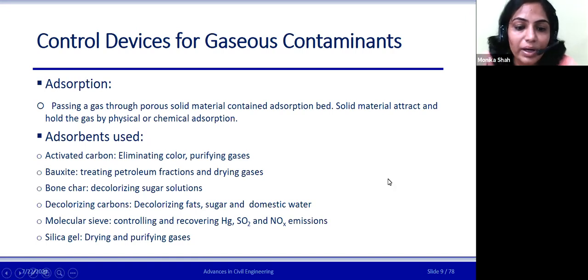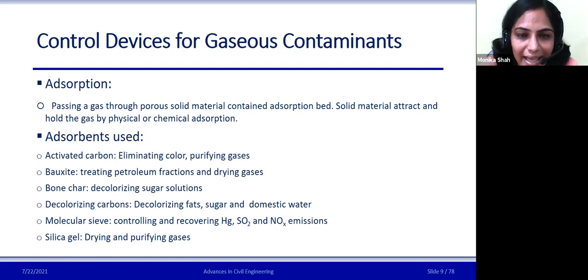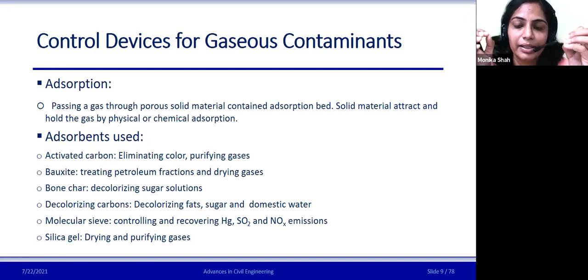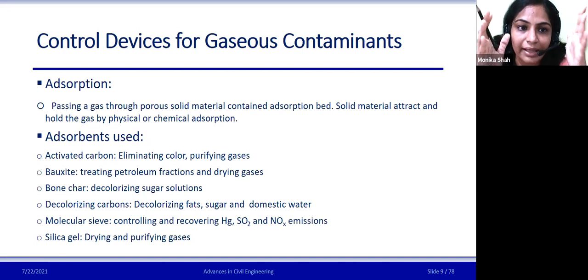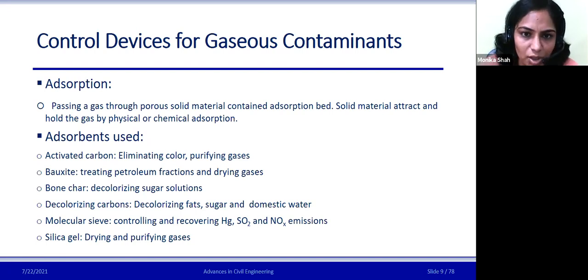Okay, so what is adsorption? Adsorption is passing a gas through a porous solid material, in which the particles of the solid attract and hold the gas. This procedure is carried out by physical or sometimes chemical adsorption.